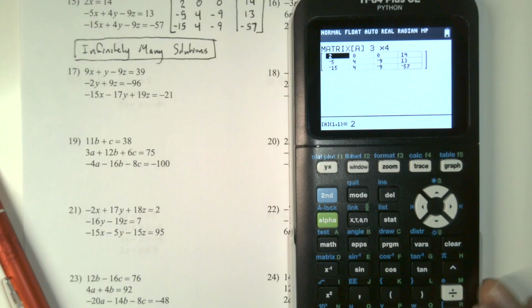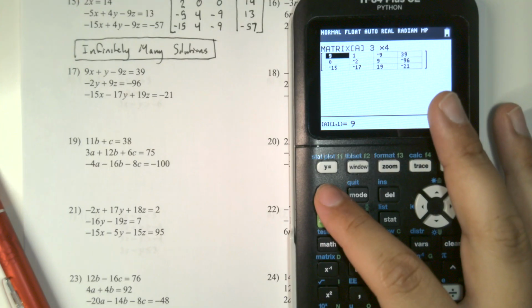So if I look at number 17, I see that we have 9x, we have 1y, we have negative 9z, and that is equal to 39. Notice we don't have any x's, so I'm going to put a 0. Then we have negative 2y, 9z, and negative 96. And then for the last equation, we have negative 15x, negative 17y, 19z, and that's equal to negative 21.